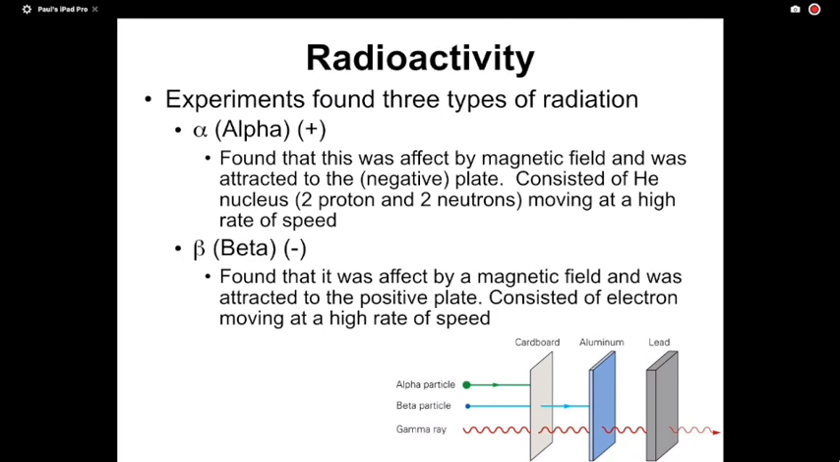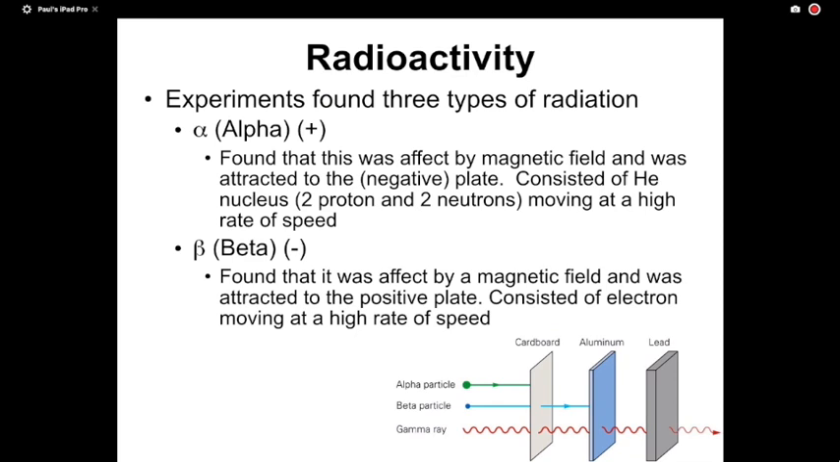Okay? The beta particle was found to have the same charge and the same weight as an electron. But that's odd because electrons are negative and the nucleus has protons that are positive and neutrons that are neutral. Where does the negative come from? Okay, we're going to see where that comes from.